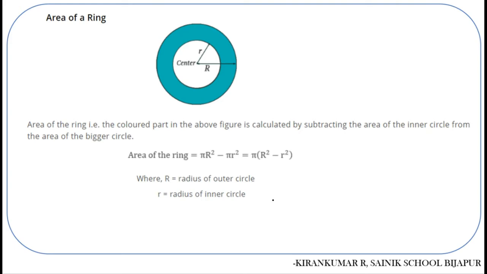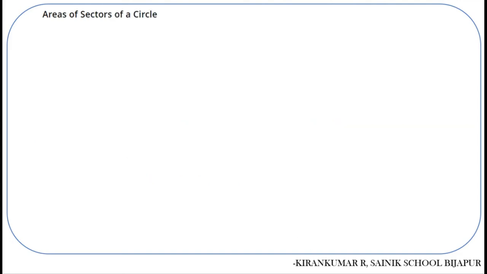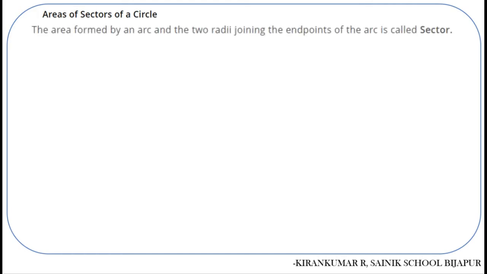Now we have in class 10th the topics which are added up, areas of sectors. The area formed by arc and two radii joining the endpoints of arc is called sector. Here there are two sectors. If I consider ACB as the arc, with respect to arc ACB, we have got minor arc. With respect to arc ADB, we have got major arc.